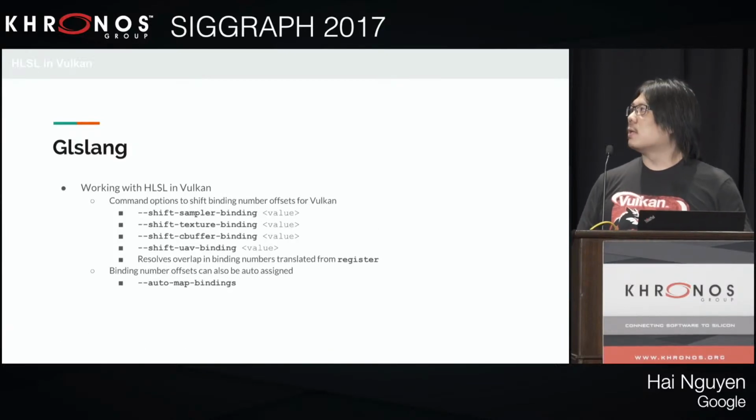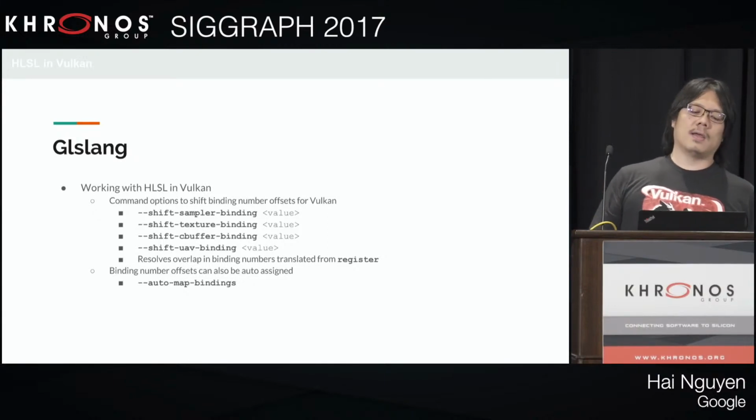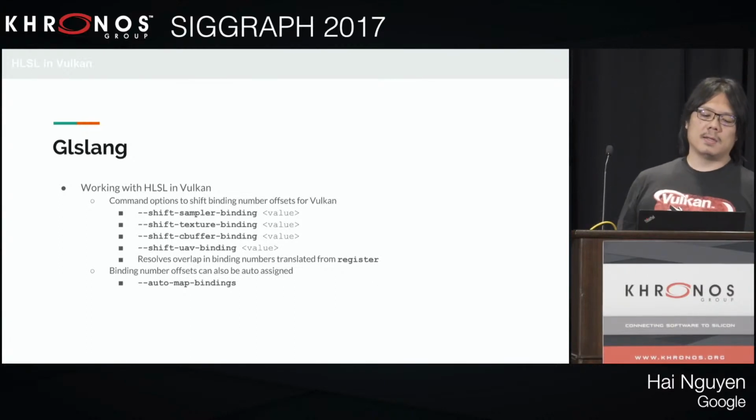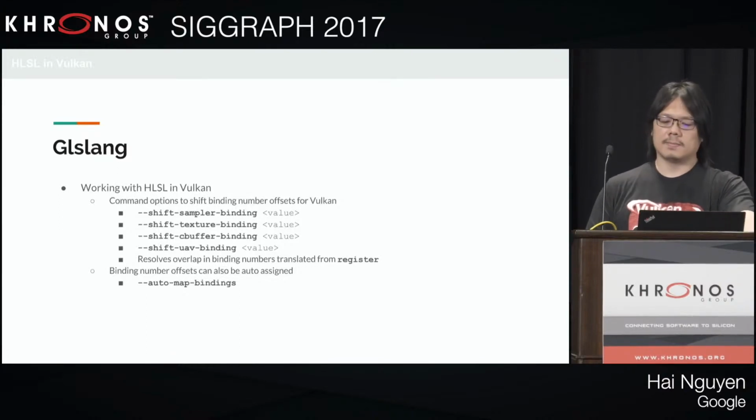And just a little bit about working with glslang in production using HLSL. The resource descriptor types are not namespaced the same way that they are in DirectX. So at times you will have to shift the resource binding offsets to get them to fit into your project, and you can do this at the command line. And if you don't want to do this and you're going to pull them out via reflection, then you can use the auto map bindings flag.